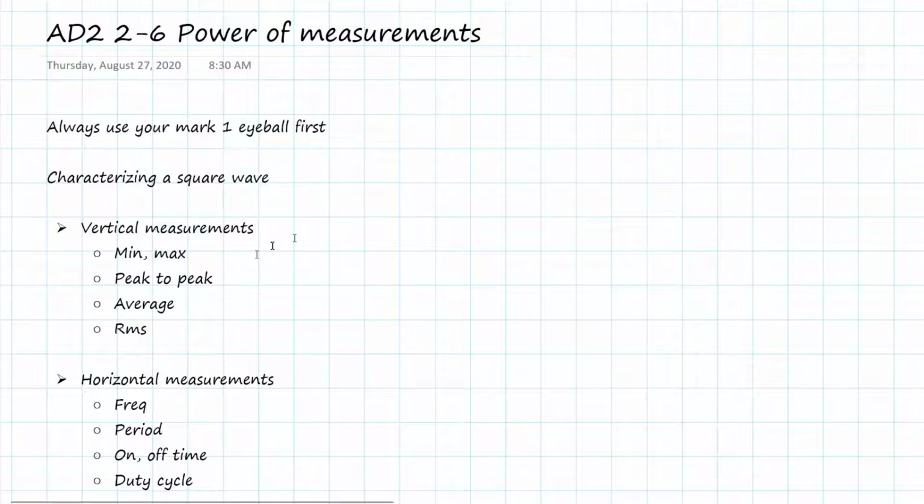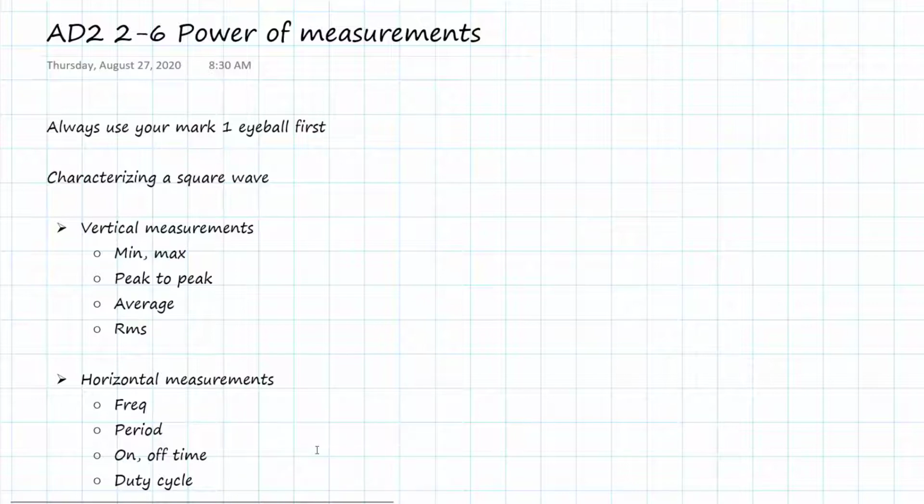So these features, the min and max values, peak to peak, and average, RMS, are all about vertical measurement. These are about voltages of the signal. Anything that relates to a time period is going to be a horizontal measurement: the frequency, period, the on and off time, the resulting duty cycle. All of these are going to be related to a time period measurement.